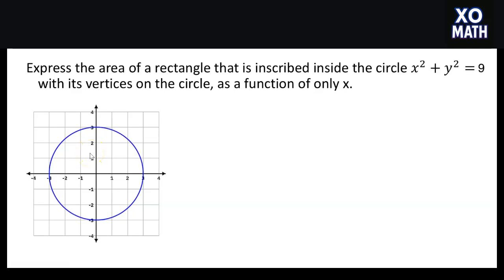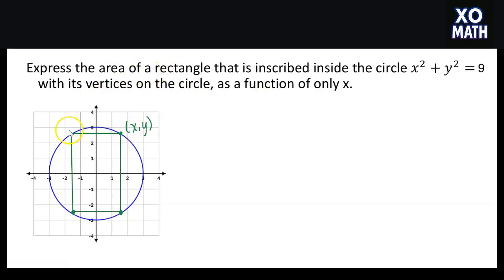So I'm going to draw a representative rectangle here with the vertices, or the corners of the rectangle, on the circle. I'm going to sketch one example of a possibility as best I can. So here is a rectangle that's inscribed inside of the circle, and I want to represent its area as a function of x. Well, this coordinate point up here is some point on x squared plus y squared equals 9. Let's call it the point x comma y.